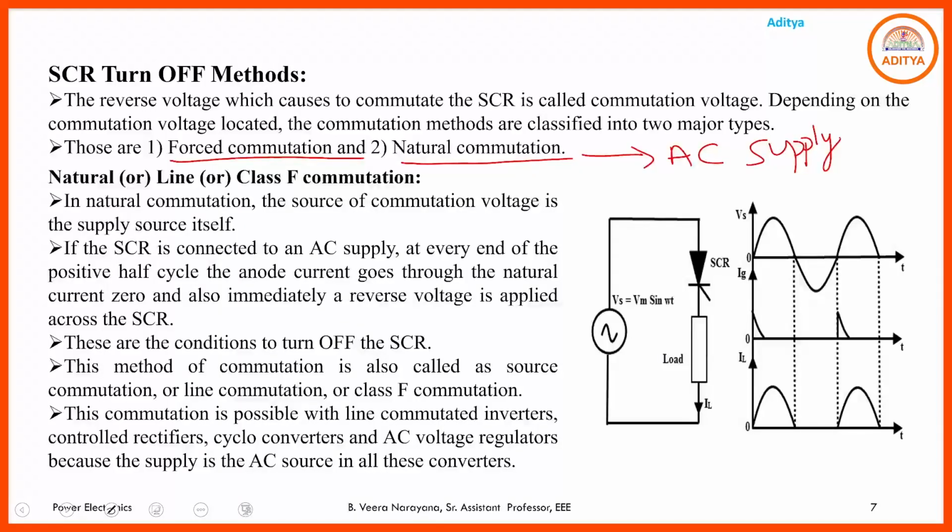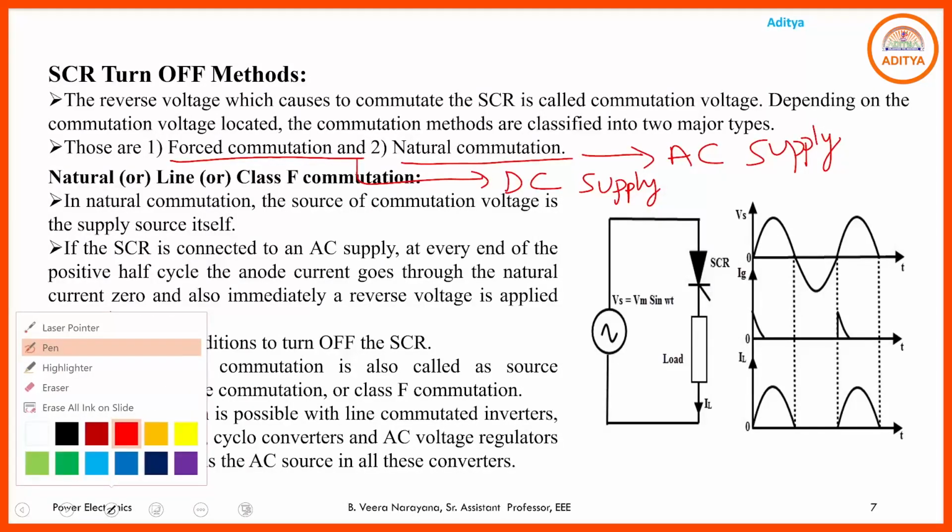And second one, forced commutation. This forced commutation is used when the circuit is energized by the DC supply. Circuit is energized by the DC supply means like choppers, which are called DC to DC converters, and inverters like DC to AC circuits, where the circuit is energized by the DC supply. Then we go through the forced commutation technique. First we go through this natural commutation method. Later we discuss the forced commutation methods.